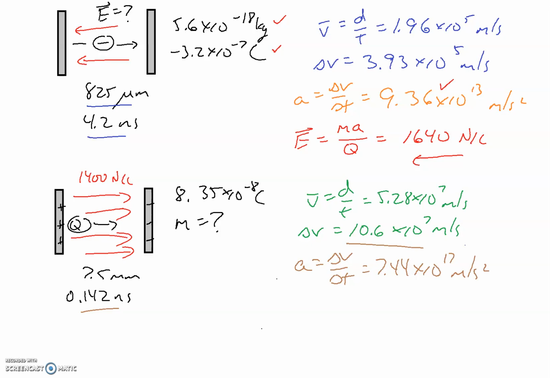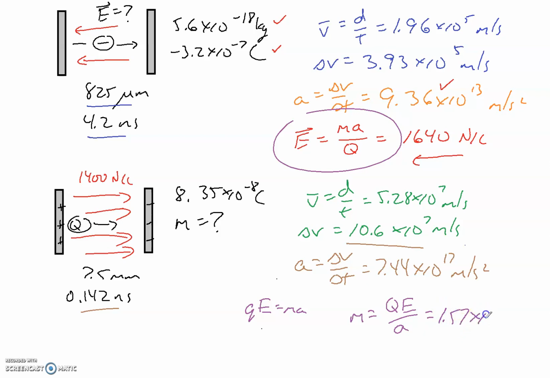Next, we can take the forces, where QE equals MA, the two force expressions. Same as the one up here, except we're going to rearrange for mass instead. The mass would be equal to the electrical force divided by the acceleration. You've got the Q, you have the E, we found the acceleration, so we multiply and divide things out, and we get a mass of about 1.57 times 10 to the negative 22 kilograms. So again, more basic d, t, v, a, t, F equals MA, similar type of stuff. Okay, so that's how we can do that one.